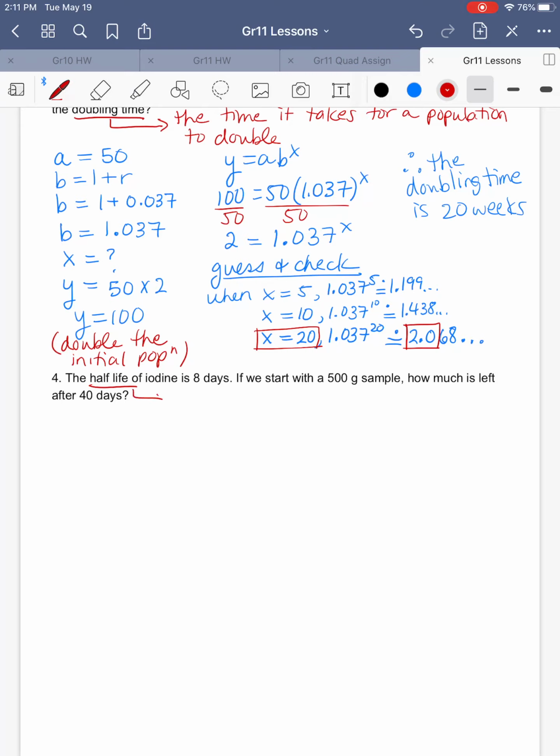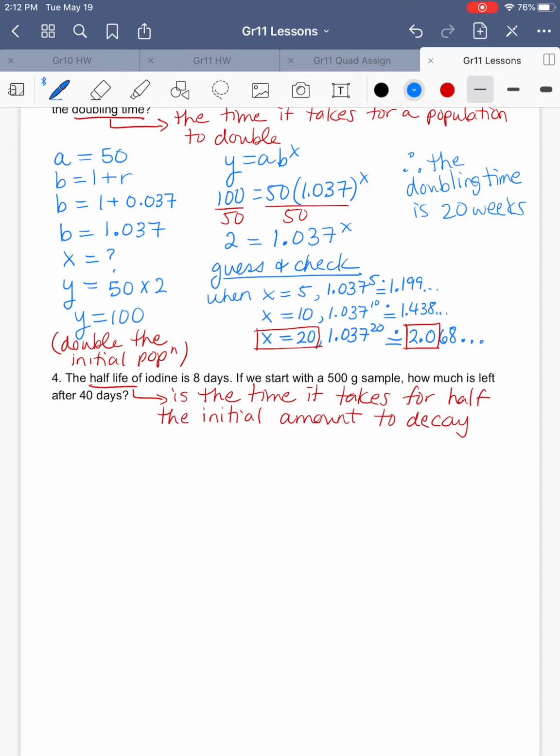So let's just really quickly define half-life. So half-life is the time it takes for half the initial amount of something to decay. So these are decay or decreasing questions.